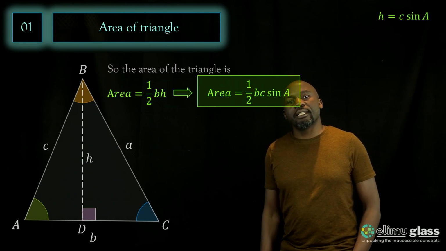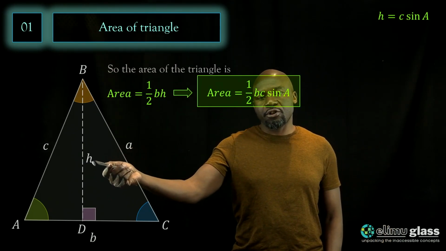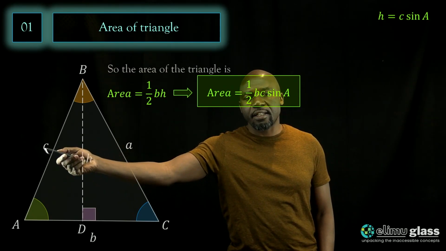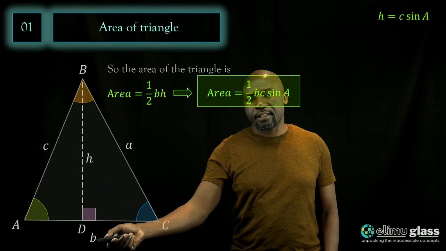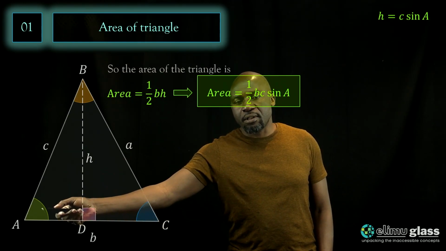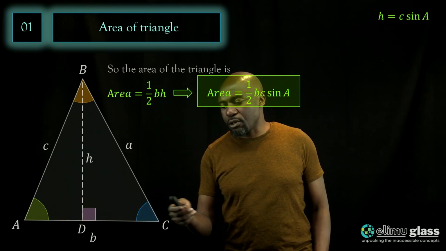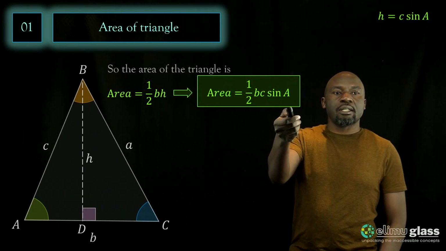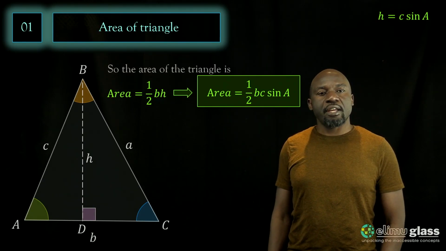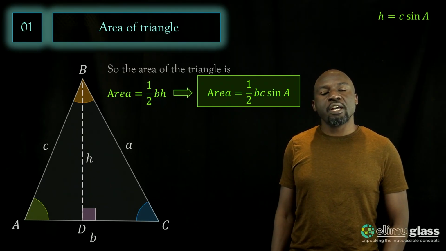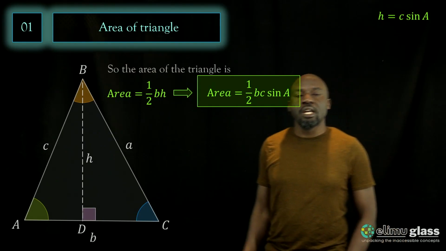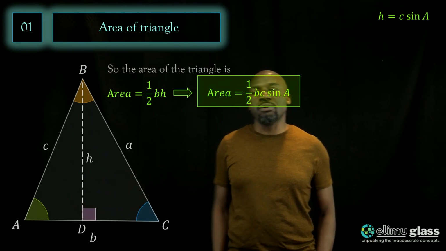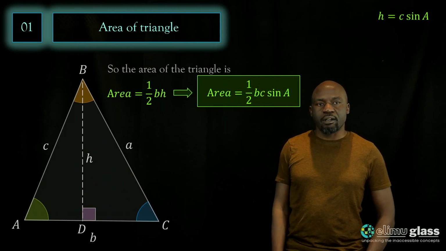Which is to say that I don't really need to know the value of H. I can find the area of this triangle if I know the length of that side, the length of that side, and the angle that they form. The angle that they form is called the included angle. We'll talk about that briefly. So this is a formula that we can use to find the area of a triangle when we do not know the height. If we know the length of two sides, which are called the forming sides, and we know the included angle, then we can find the area of the triangle.